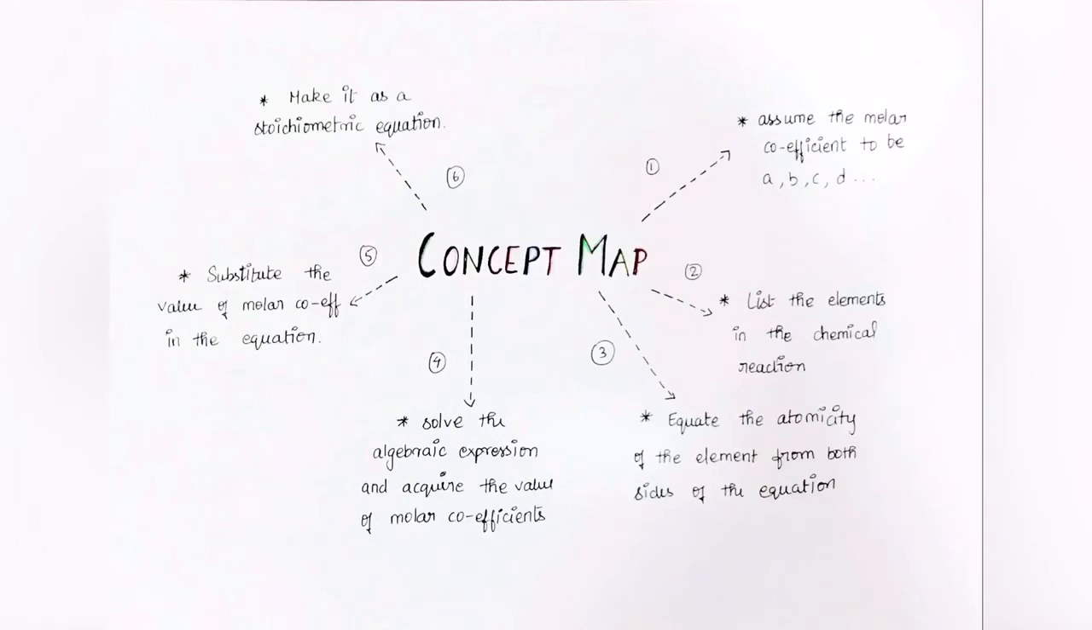And the fourth step would be to solve the algebraic expression. By solving it, we acquire the value of molar coefficients. And the fifth step is to substitute the value of molar coefficients in the equation. After substituting the values of molar coefficients in the equation, we get a balanced equation. And the final step is to make it a stoichiometric equation. And finally, the required balanced equation has been found.